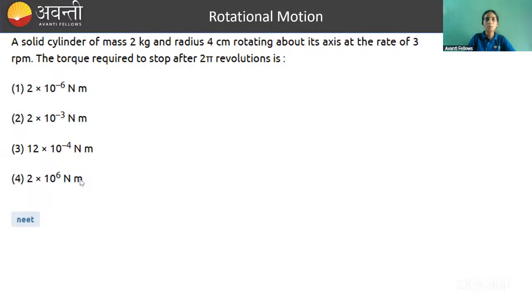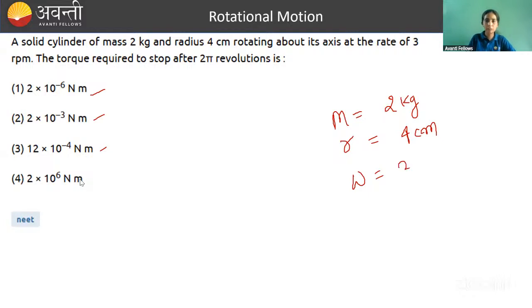Okay? Chalo. So what is the question given here? There is a solid cylinder of mass 2 kg and radius 4 centimeter. So mass is given, that is 2 kg, and radius is given. Radius is equal to how much? 4 centimeter. And this is rotating about its axis at the rate of 3 rotation per minute. So omega is given, 3 rotation per minute. In yesterday's class also I told you SI unit of omega is radian per second. So basically whenever it is given in RPM and answer is given in SI unit, then you need to convert RPM into radian per second.